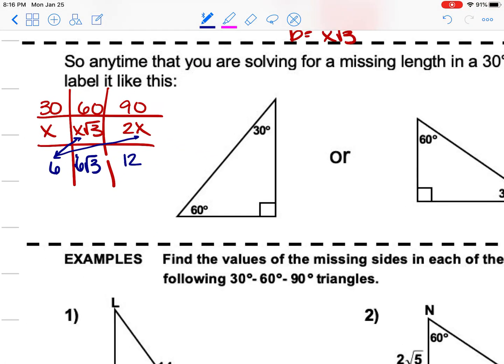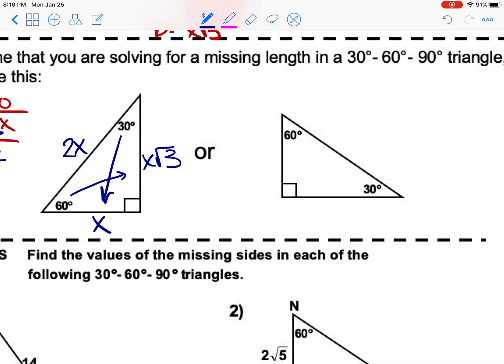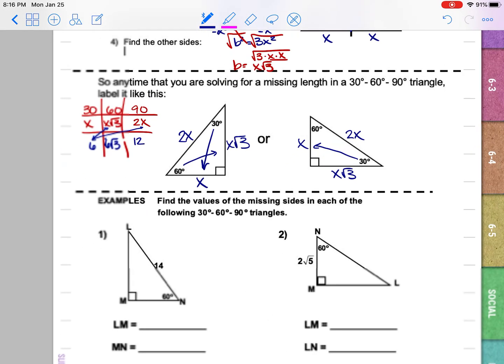Now you have to pay attention to where the 30 and 60 are. So if your 30 is up at the top, then we know x goes here, 60 would go right here, x square root of 3, and our 90 would always be 2x. Or what if they switched it around, put the 30 at the bottom? We still know we go across for x. 60 is x square root of 3, and our 90 is 2x. So set up your tic-tac-toe and plug things in just like we talked about.